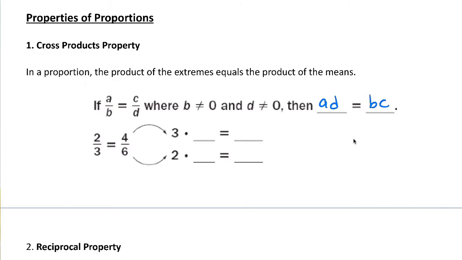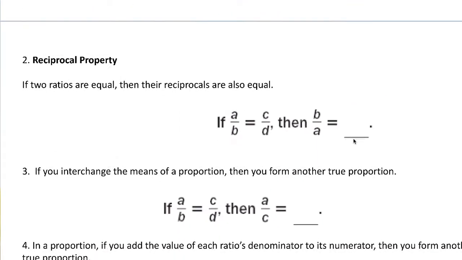And here is a numeric example. 2/3 is the same as 4/6. And you can multiply across, giving you 3 times 4, which is 12, and 2 times 6, which is 12. And we can see that these cross products are equal to each other. That is the cross product property. We'll be using that in some of our proofs, and we'll be using it a ton to solve.